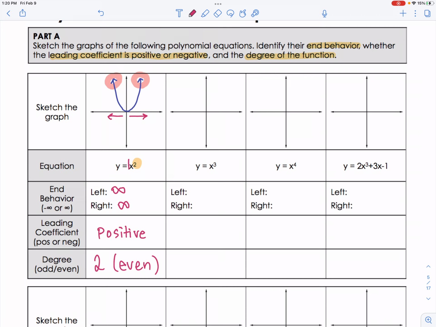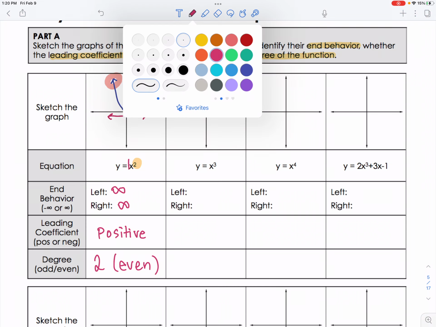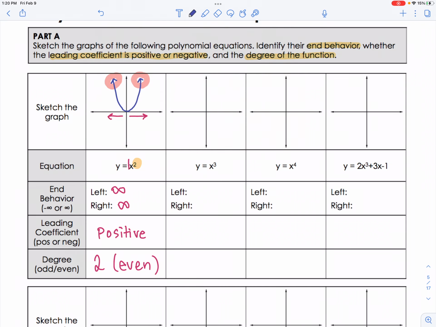Next, we have y equals x to the third power. When we graph y equals x to the third, we get a graph that looks like this. Now we ask what's happening as I go to the left. Where is my graph going? It's coming down, going down towards negative infinity. What's happening to the right? It's going up. So as we go to the right, my graph is going up towards positive infinity.